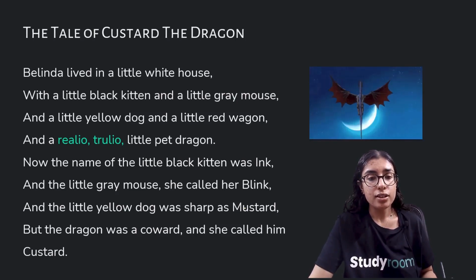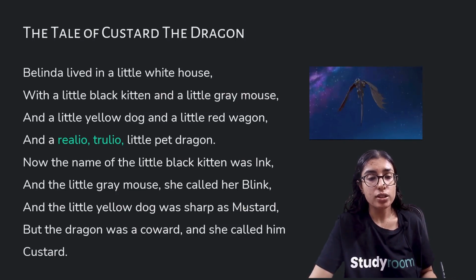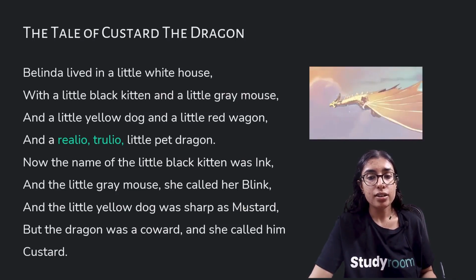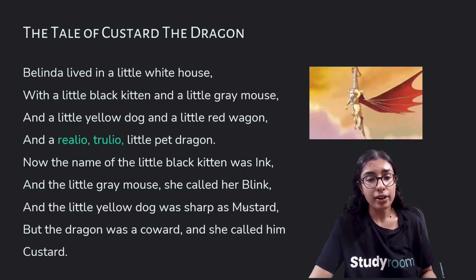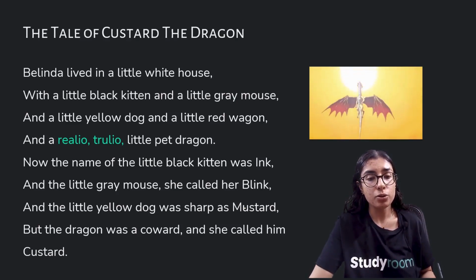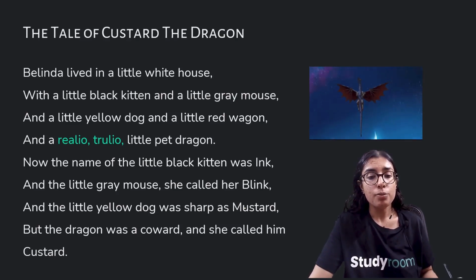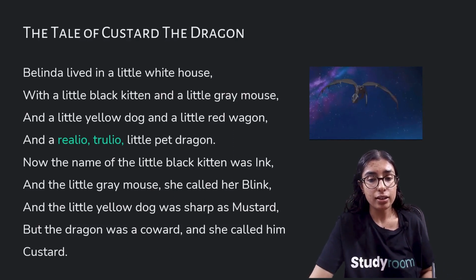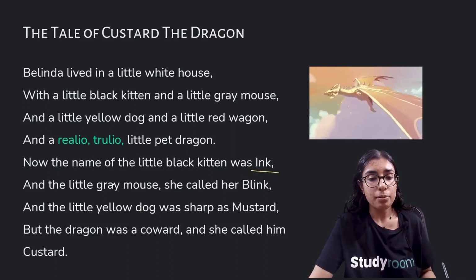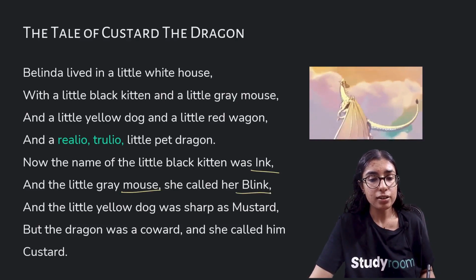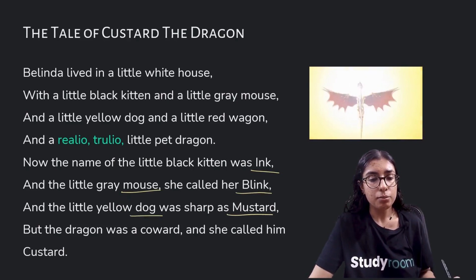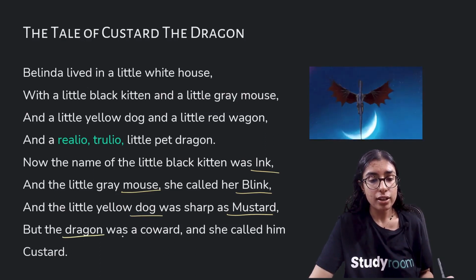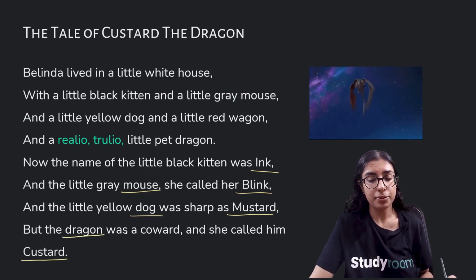Belinda lived in a little white house with a little black kitten and a little grey mouse and a little yellow dog and a little red wagon and a Relio Trulio little pet dragon. Now the name of the little black kitten was Ink, and the little grey mouse she called her Blink, and the little yellow dog was sharp as Mustard, but the dragon was a coward and she called him Custard.